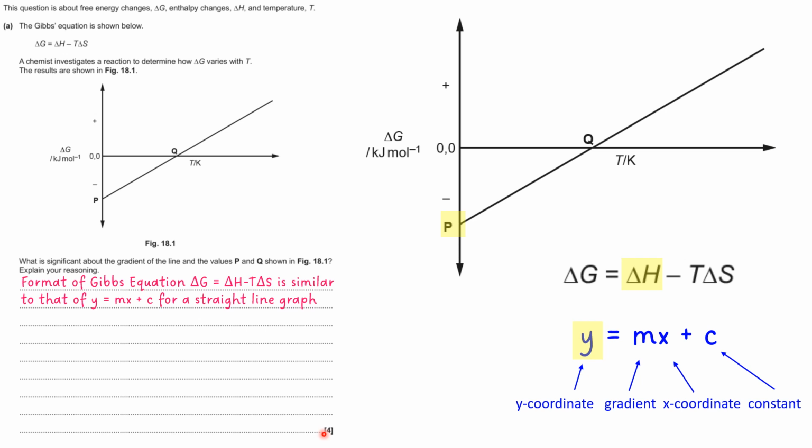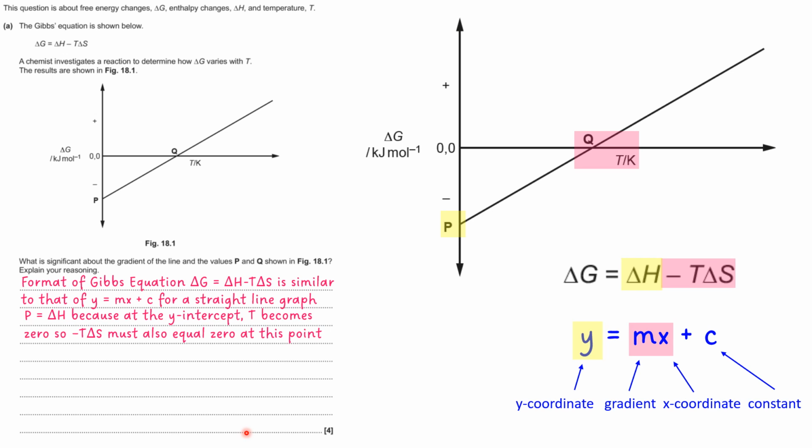The next thing to look at is the y-intercept. So at the y-intercept, the value for x is obviously 0. So therefore the value for T is going to be 0. So therefore the value for minus T delta S will also be 0. So from this we can surmise that P must be equal to delta H.